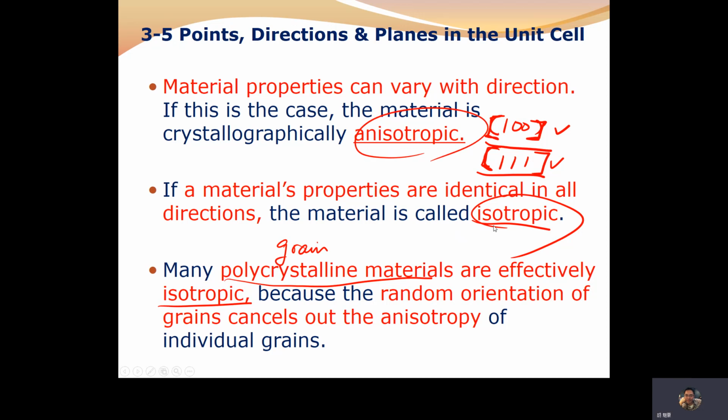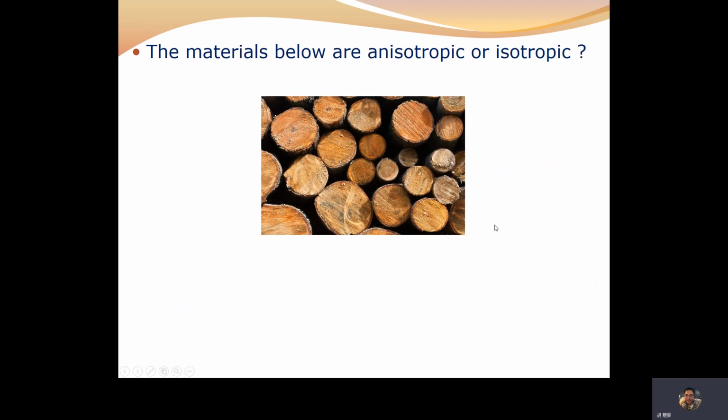Therefore, I'll give you some examples. Maybe you are interested. For this wood, is it isotropic or anisotropic? Usually it's anisotropic. It's anisotropic for wood. You can see the different texture. If we apply force from this direction or from that direction, they must have different mechanical strengths.